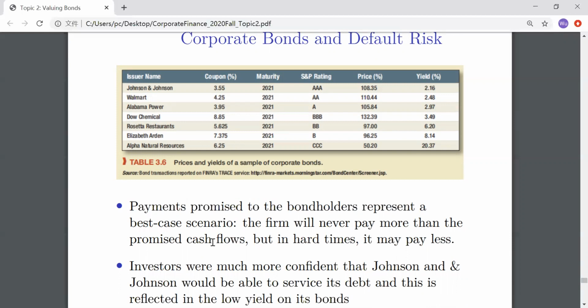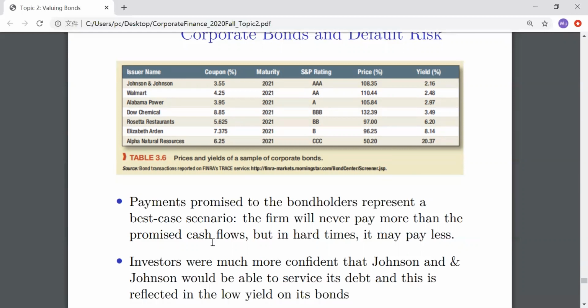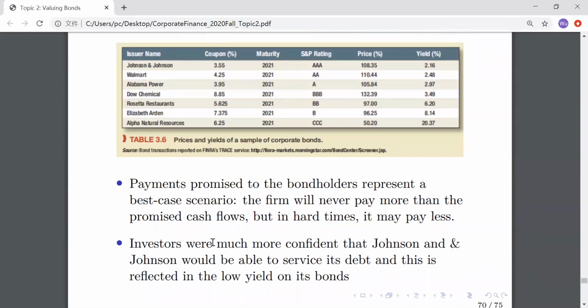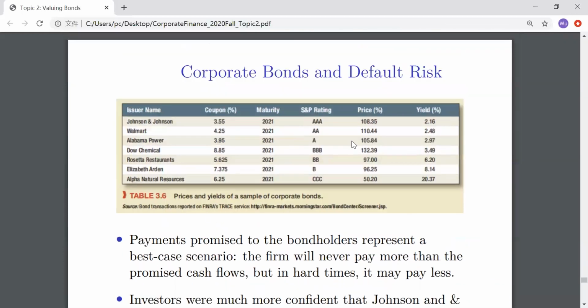If you buy the bonds, whether the company pays you those coupon payments and the principal or not depends on whether the company is going to default or not. You can see this table gives you Johnson & Johnson's S&P rating. So this is a credit rating. Johnson & Johnson has a AAA credit rating, and the price of the bond is here. The yield is 2.16.